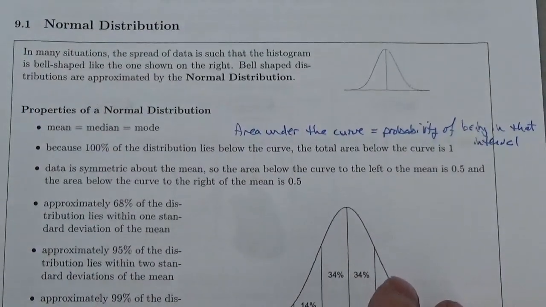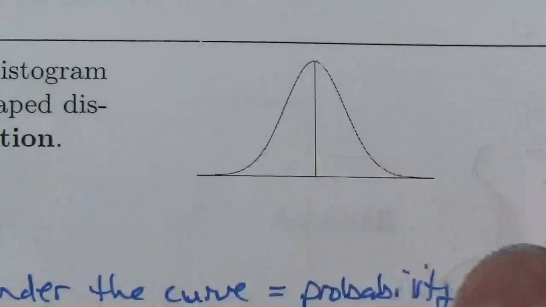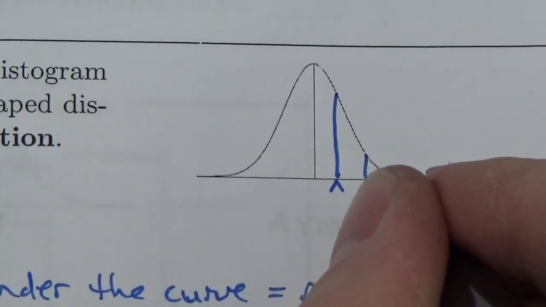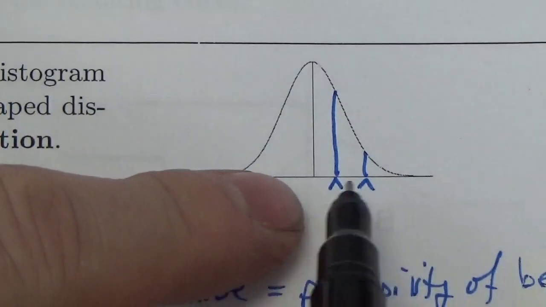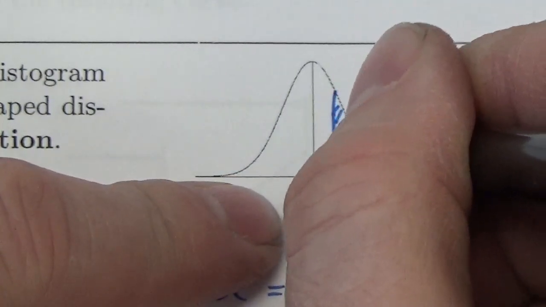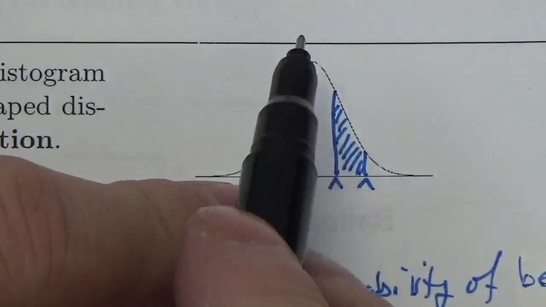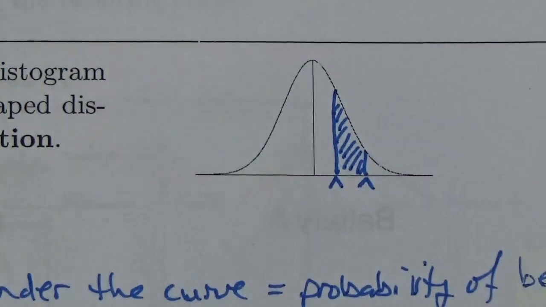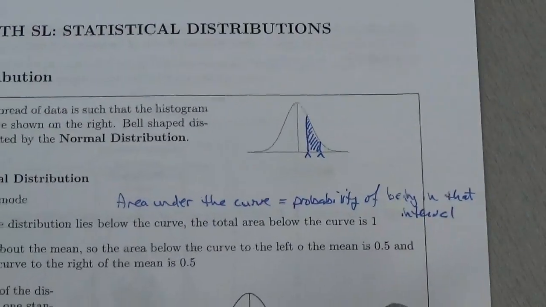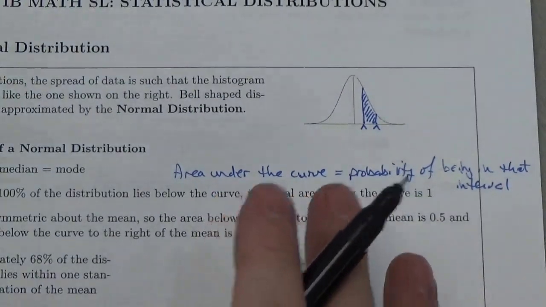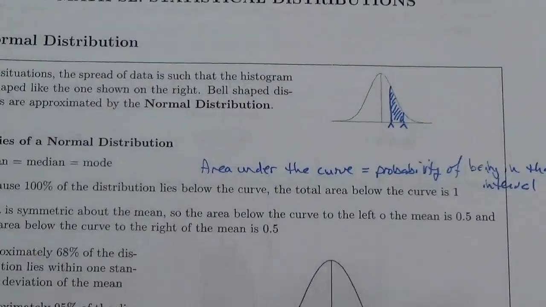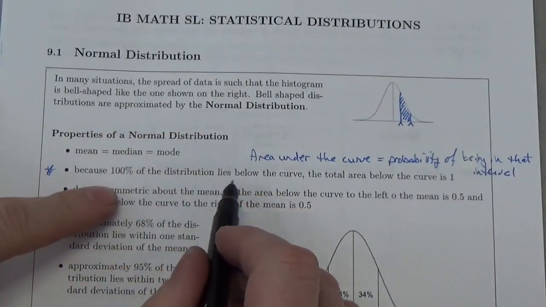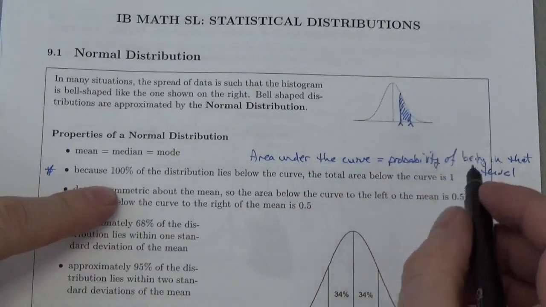So what I mean is, let's zoom in on this. Let's say that this is my normal distribution here. If I pick two values right here and I ask, what's the probability that somebody in the population is between these two values? If we could figure out the area under this curve between those two data values, that would be the probability that a data value is in that little region. So area is equal to probability, something to take note of as we go through this. Now, because 100% of the distribution lies below the curve, the total area under the curve is going to be 1.